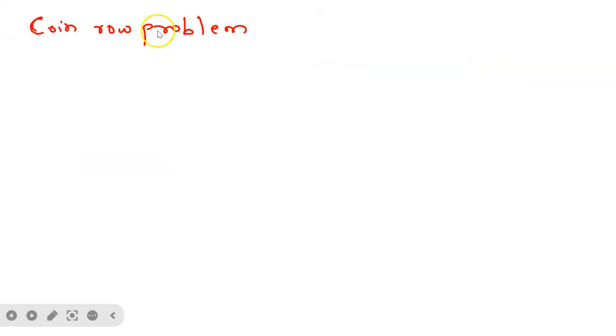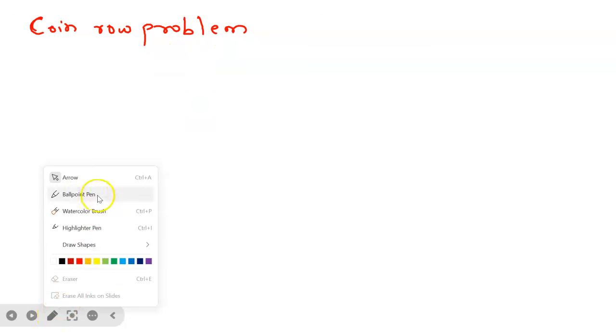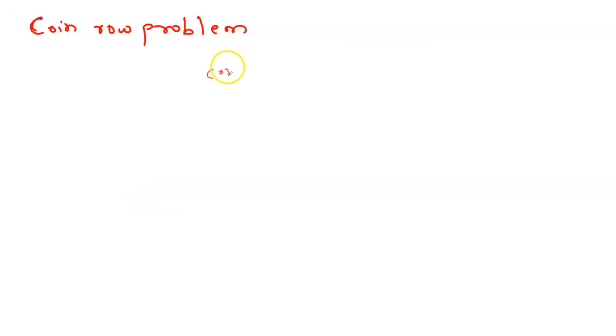Right. So the algorithm is very simple. I'll write the name of the algorithm as CoinRow. And what is the input for this? The input is the array of coins from 1 to n. So I'll write it as C of 1 to n, that is the array of coins.